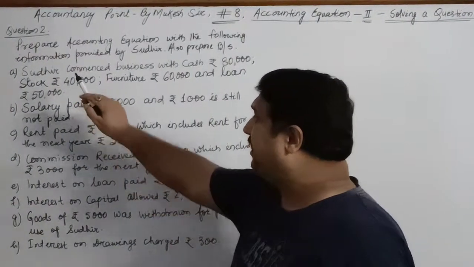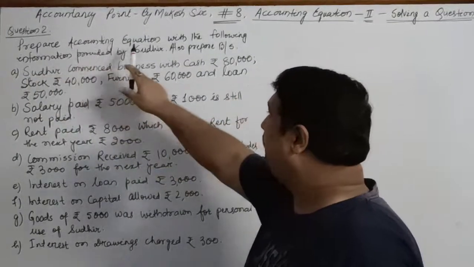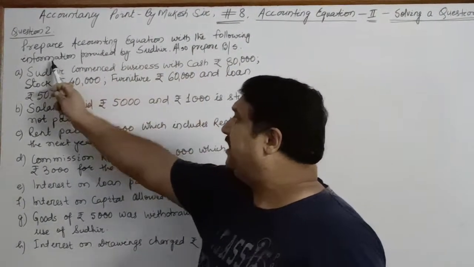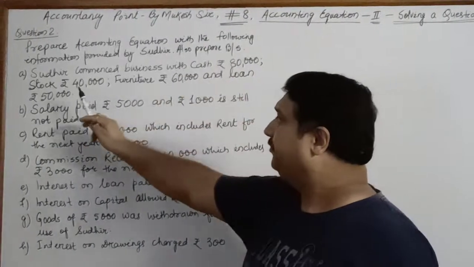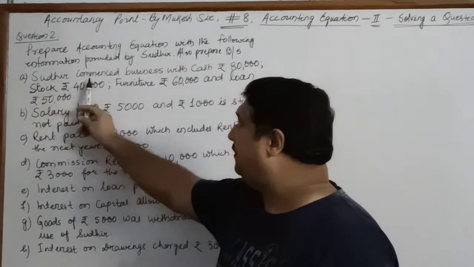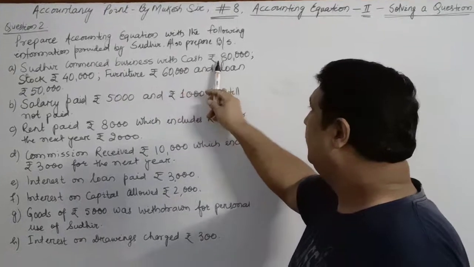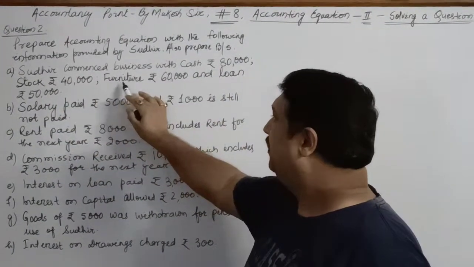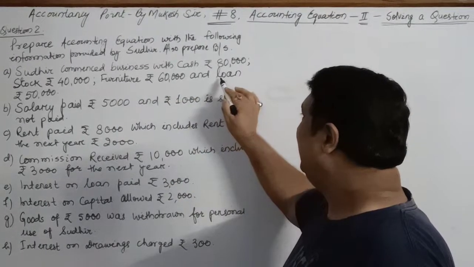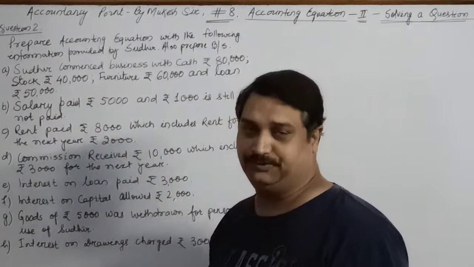Over here you can see I have written the question: prepare accounting equation with the following information provided by Sudhir. Also prepare balance sheet. The first one is Sudhir commenced business with cash rupees 80,000, stock rupees 40,000, furniture rupees 60,000 and loan of rupees 50,000.